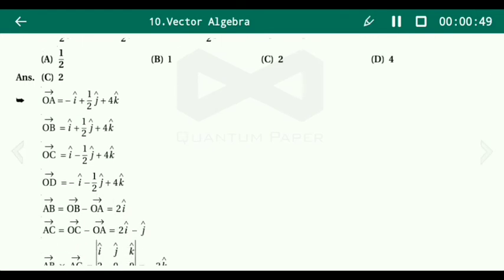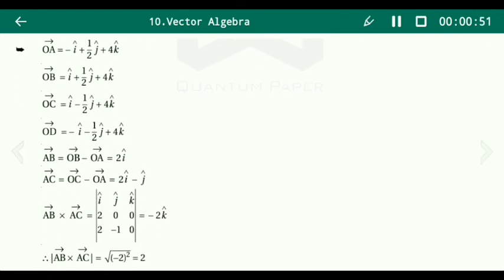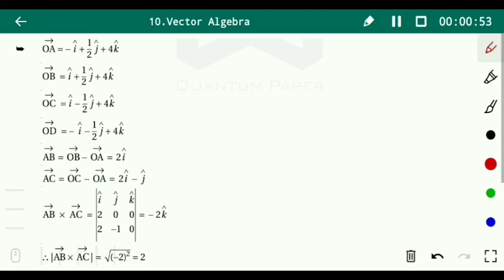Okay, so see here, first of all we have to find out vector AB, which is given by OB minus OA. So subtract, so here i plus i will be 2i. Here 1 by 2 j cancels out and 4k cancels out. So we get the value of AB is 2i. Then the value of AC is given by OC minus OA. Okay, so again i plus i will be 2i, and minus 1 by 2 j minus 1 by 2 j will be minus j, and 4k cancels out.